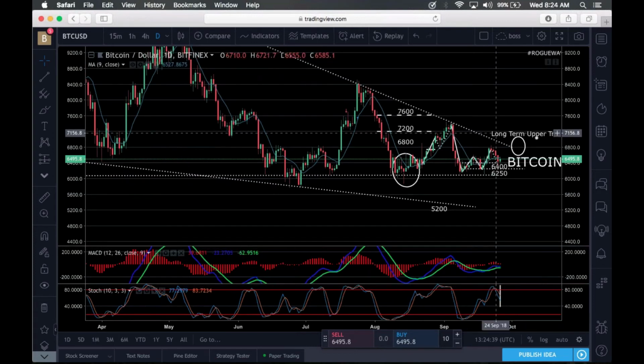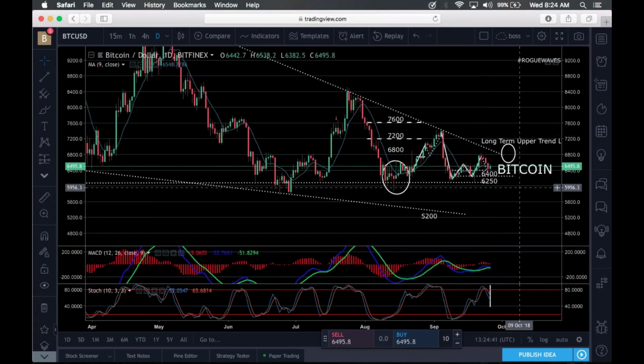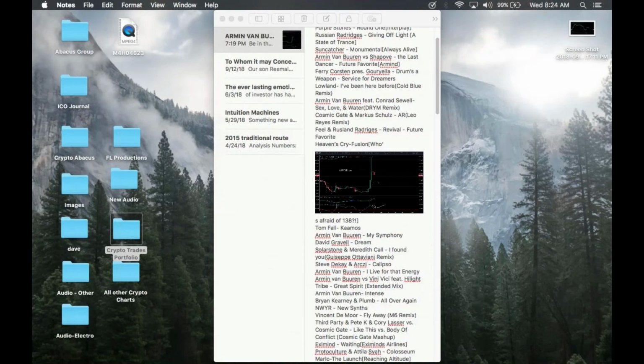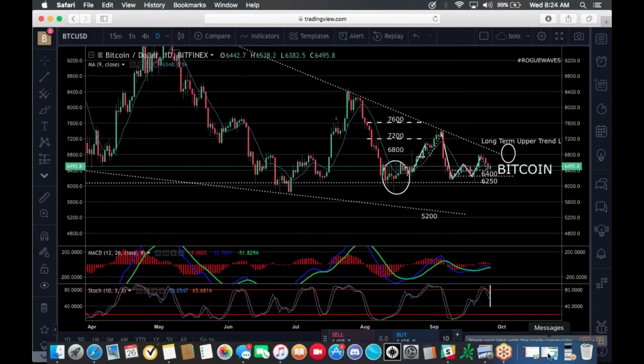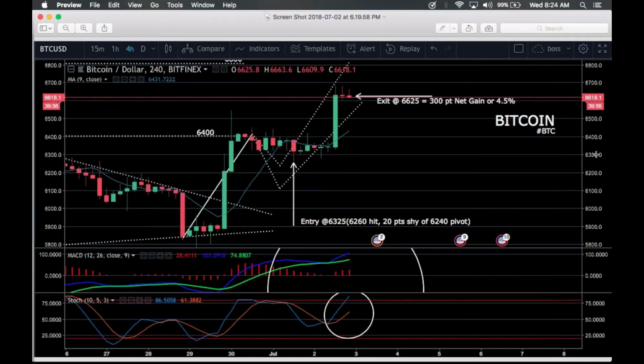So I'm going to actually move over to some charts I have for you guys here, and how everything works out. So this is a Bitcoin price chart, and the system I use, I'm going to go ahead and call it the Rogue Wave system on social media. That's what we call it, and that's what my users are accustomed to.